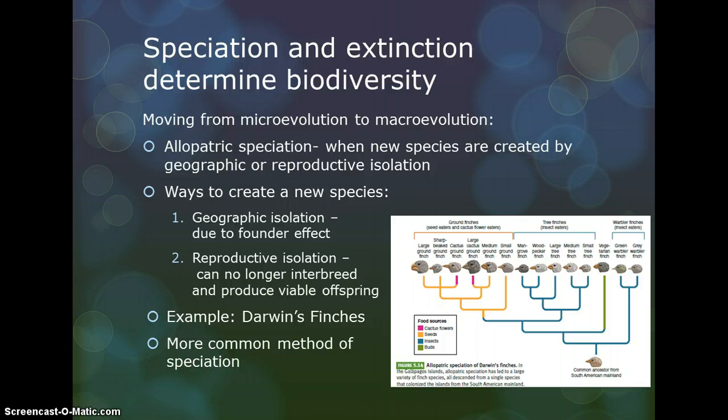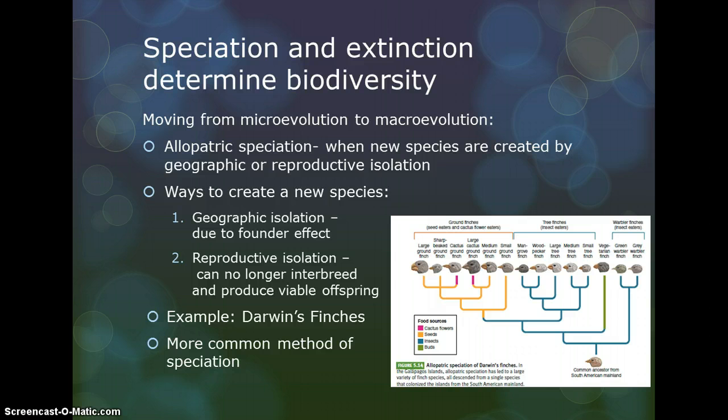Speciation and extinction also contribute to biodiversity. So we're going to shift from talking about microevolution to macroevolution now. Allopatric speciation is when new species are created by geographic or reproductive isolation. So let's talk about these two things in more detail.